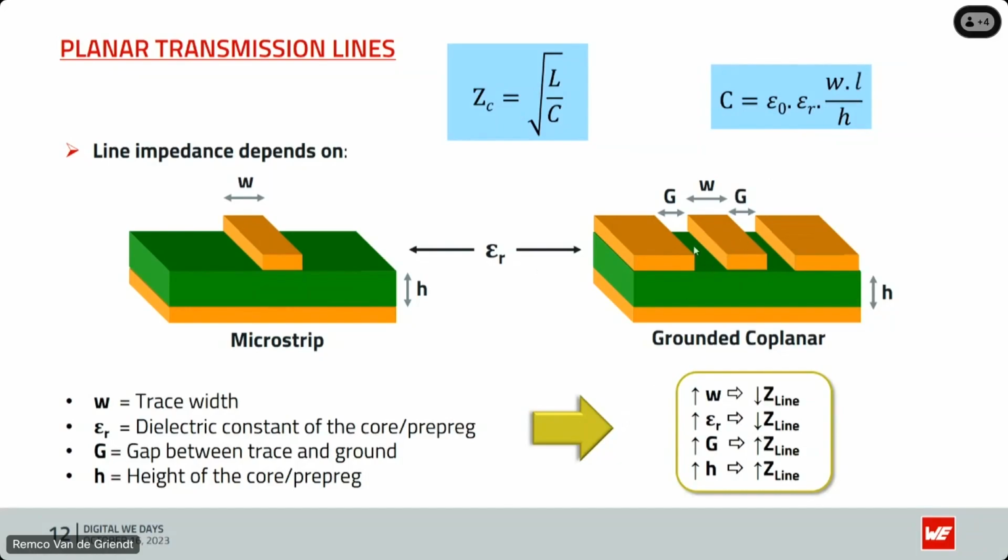Changing the gap between those two, if you are using a grounded coplanar, I come back later on to what will be the benefit of that, is that if you are increasing it, you're also increasing your impedance, and that's because you are changing the capacitance there. So if you are increasing this gap, you are decreasing the capacitance, and you are thus increasing the characteristic impedance. And it's also the same with the height, or the distance between the top layer and the ground layer. In that way, you're also changing it there.